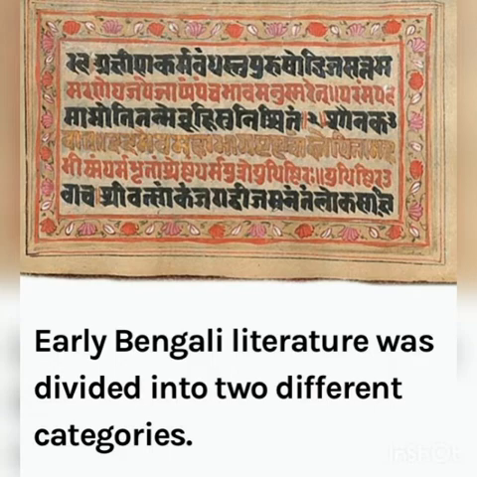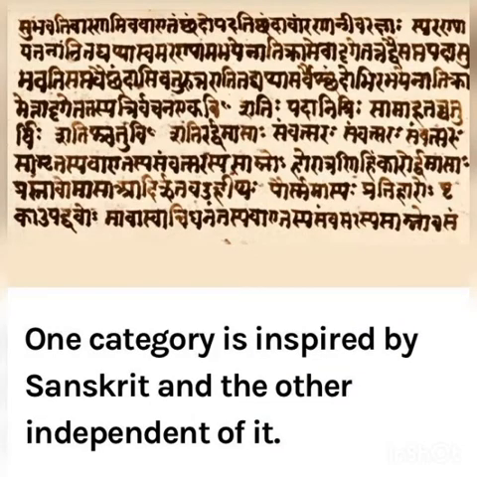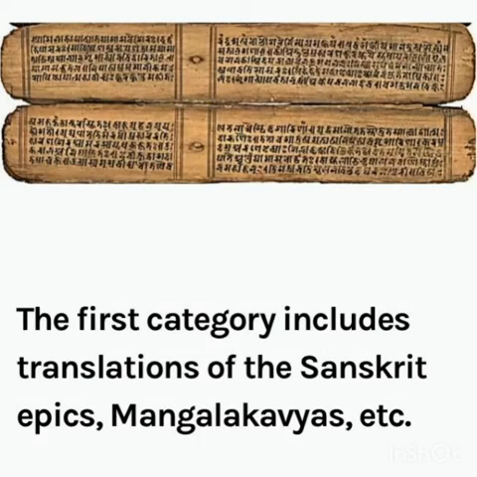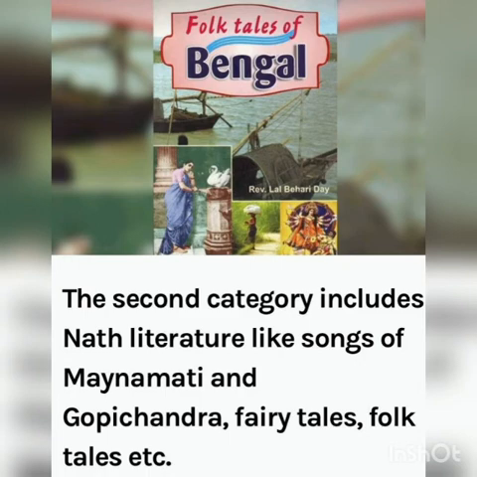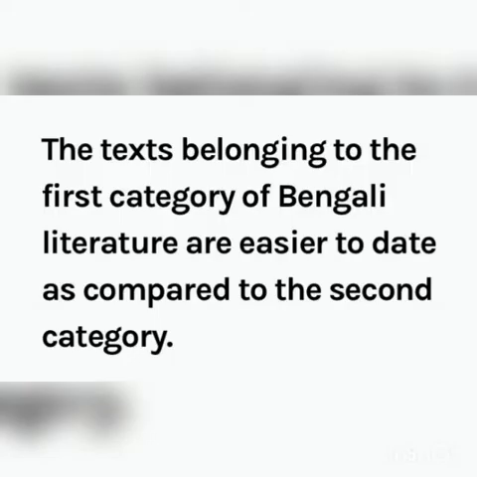Early Bengali literature was divided into two different categories. One category is inspired by Sanskrit and the other independent of it. The first category includes translations of the Sanskrit epics, Mangala Kavyas, etc. The second category includes Nath literature like songs of Mainamati and Gopi Chandra, fairy tales, folk tales, etc. The texts belonging to the first category of Bengali literature are easier to date as compared to the second category.